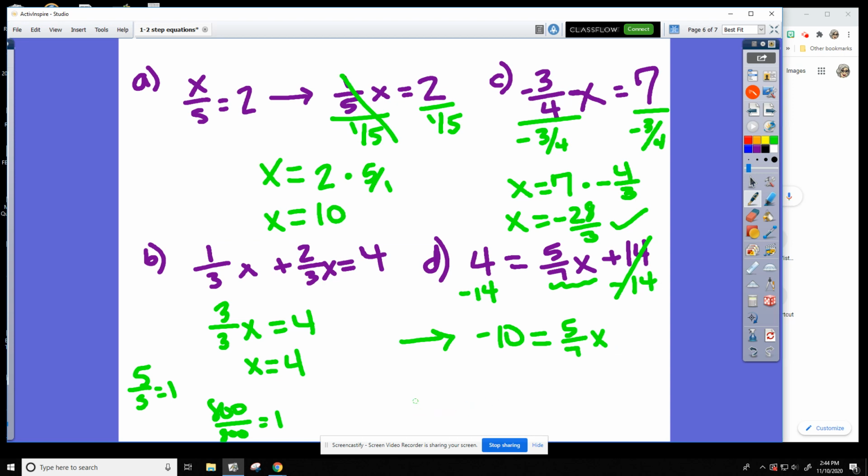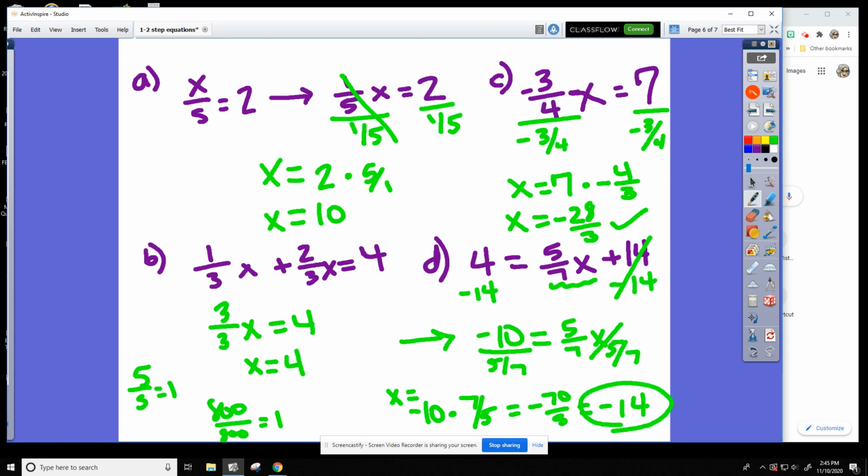There's a difference between adding and subtracting negatives and multiplying and dividing negatives. So if I divide by 5/7, I get x equals negative 10. You keep the first number, change it to multiplication, and flip, which is, I'm going to actually move the x, which is negative 70 over 5, which is negative 14. Okay, so this is the final answer for that one.